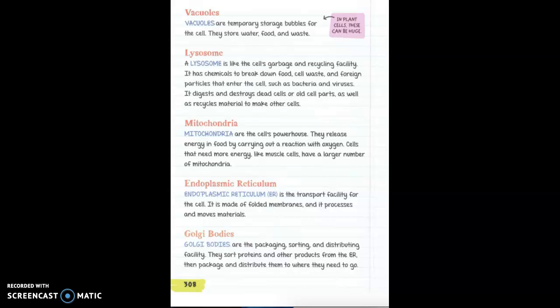Vacuoles. Vacuoles are temporary storage bubbles for the cell. They store water, food, and waste. In plant cells, these can be huge.